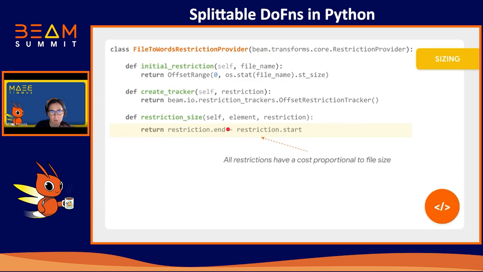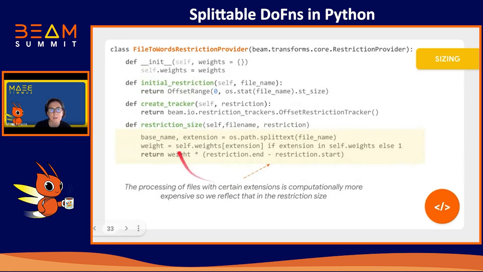But for instance, in this case, all restrictions have a cost that is proportional to the file size, okay? But what if I know that, because of the code that I am going to run in the process function, there are some file extensions that are going to be more computationally expensive, that it's going to take much more compute power to process them. So this is an implementation where I take the actual file extension and I assign different weights to the different extensions, okay? And I have a correction factor. So this is a good indication for the runner because they know, look, processing these files is going to be much more expensive than the others. So they can use this information to take decisions, okay?